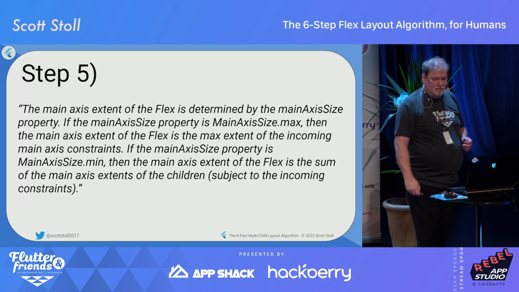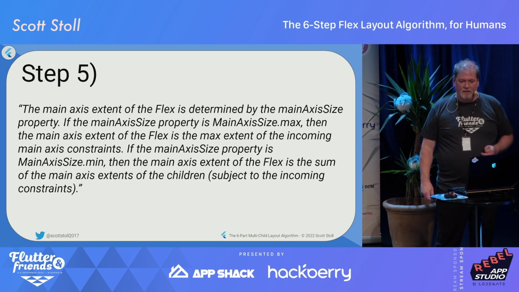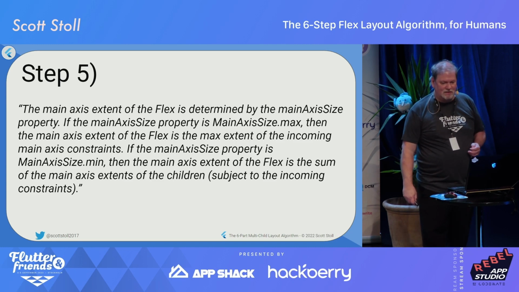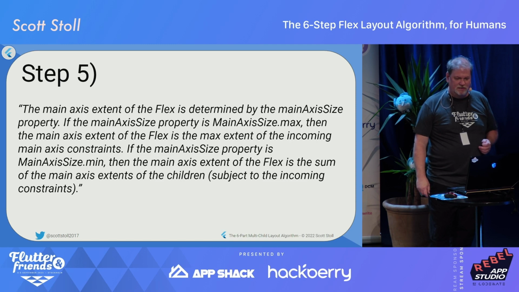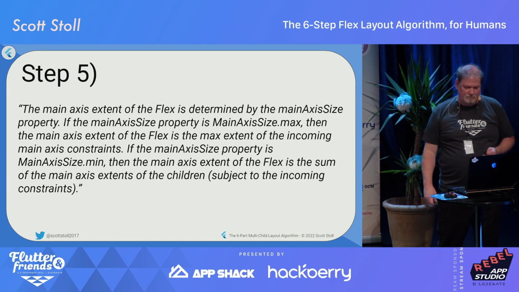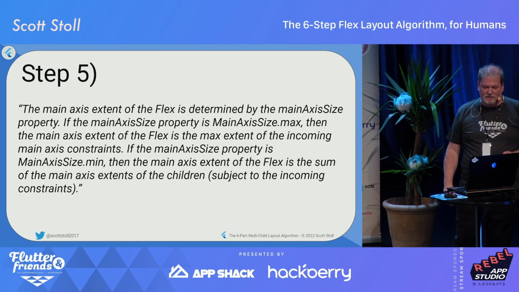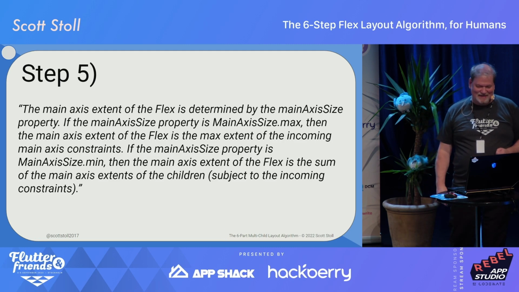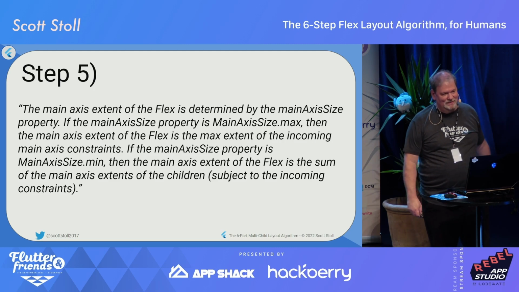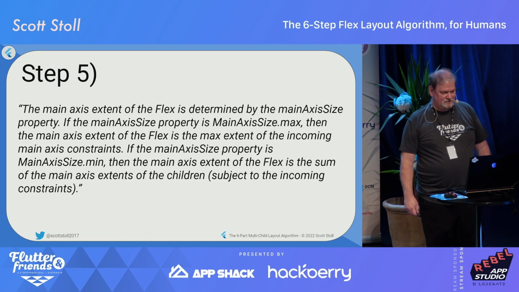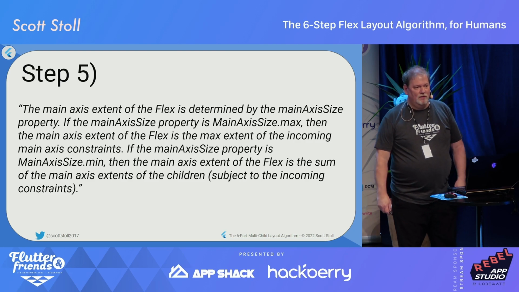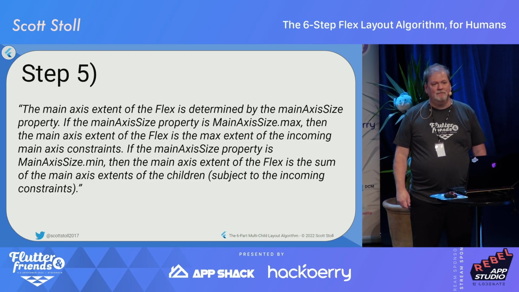The main axis extent of the flex is determined by the main axis size property. If the main axis size property is main axis size max, then the main axis extent of the flex is the max extent of the incoming main axis constraints. If the main axis size property is main axis min, then the main axis extent of the flex is the sum of the main axis extents of the children subject to incoming constraints. I had no chance of doing that in one breath. But if you really think about what that documentation said, there is a normal human reaction.